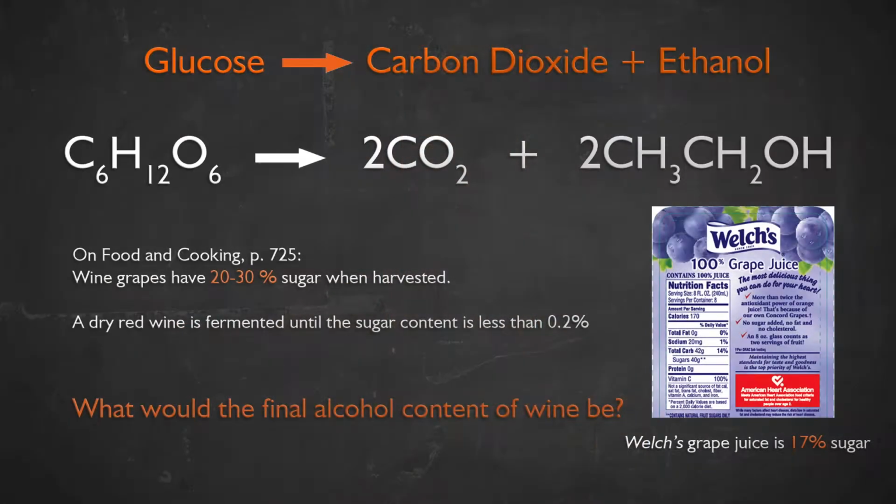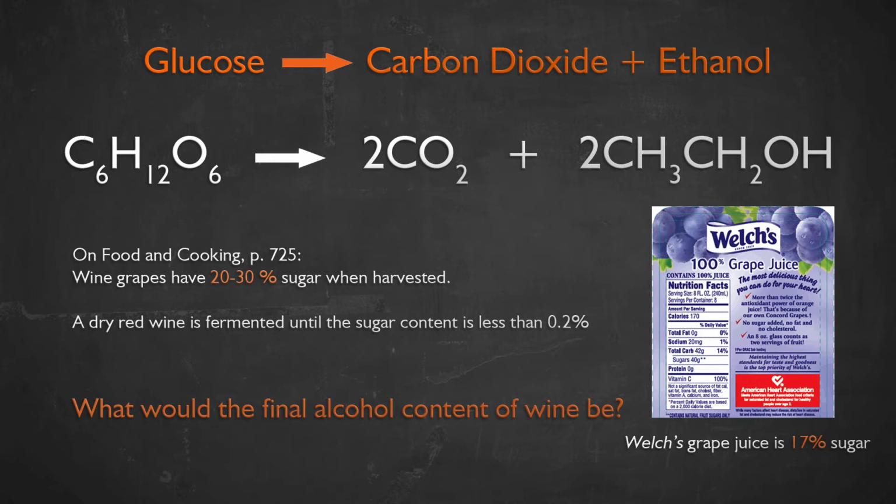So let's think more about how wine is produced and why the alcohol content of wine is usually somewhere between 10 and 15%. We know that wine is produced from grape juice, and grape juice has some percentage of sugar in it, and we can find out how much that is. We can look at a label of Welch's grape juice, and we can see that there's approximately 20 to 30%.